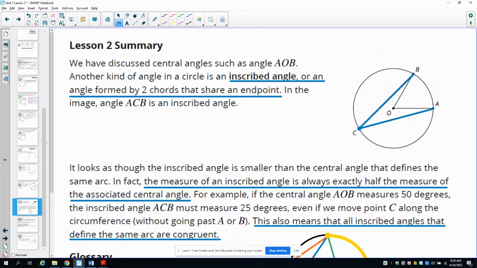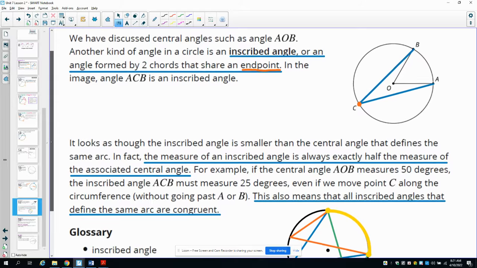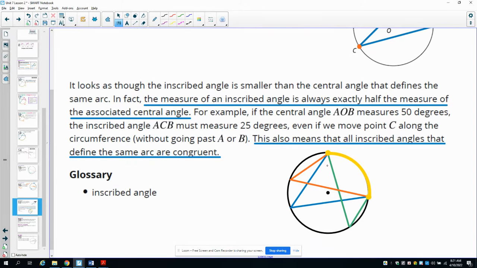All right, here's your lesson summary. You learned a vocabulary term today, inscribed angle, which is an angle formed by 2 chords that share an endpoint. Remember, they share this endpoint, which is their vertex. That's their shared point. It looks as though the inscribed angle is smaller. We noticed that, and in fact, it's exactly half. The measure of the inscribed angle is always half the associated central angle or arc.